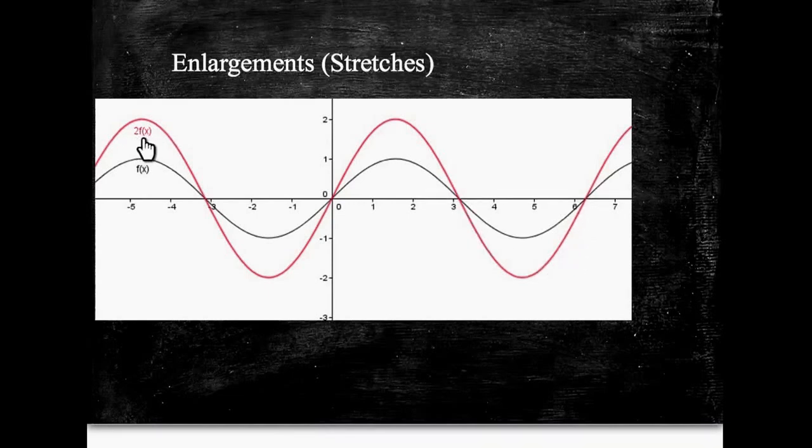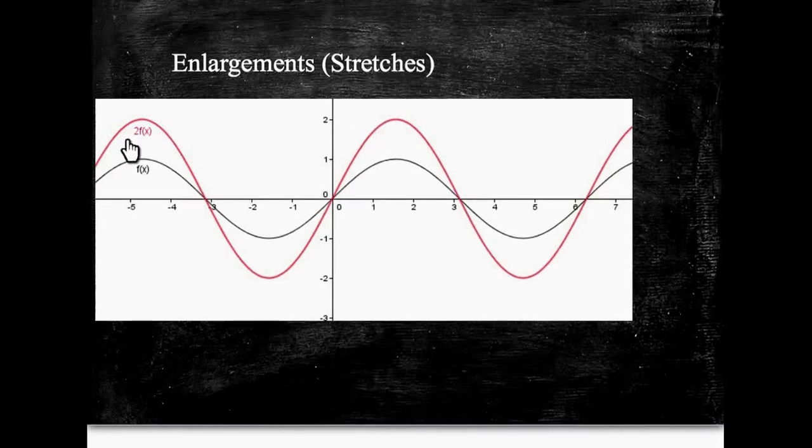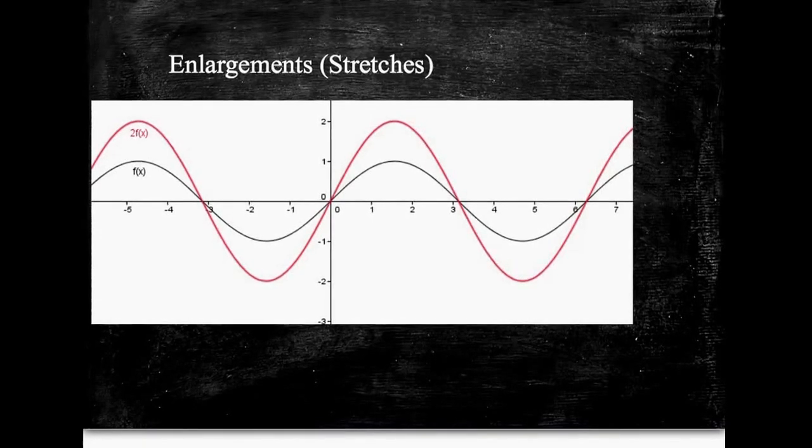Now this is 2f of x, the red graph. Rather than my sine graph going up to 1 and down to -1, it goes up to 2 and down to -2. But it still travels along the same period. It has one complete wavelength, the same as it had before. We still intersect at the same points. It's just been pulled up and down. So this is what's called a stretch in the y direction, and the number is on the outside.